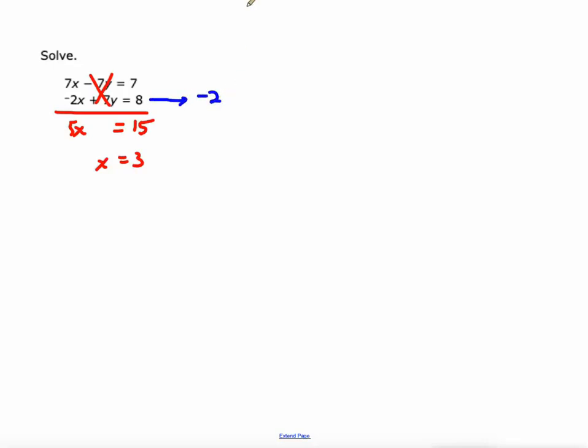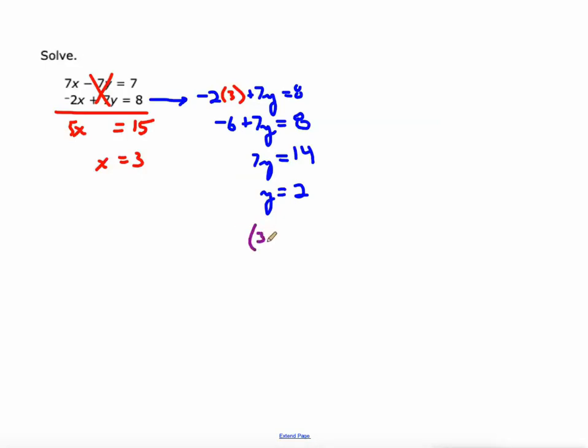I'll just choose the bottom one here. We're going to do negative 2 times x, which we just found to be 3, plus 7y equals 8. So negative 6 plus 7y equals 8. Add 6 to both sides, 7y equals 14. And then divide both sides by 7 and you get y equals 2. So the point where these two lines meet is when x is 3 and y is 2.